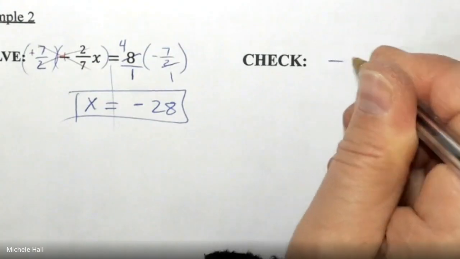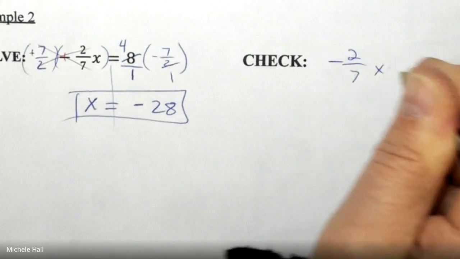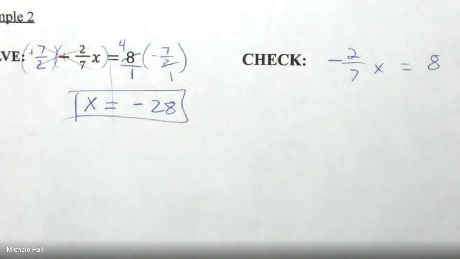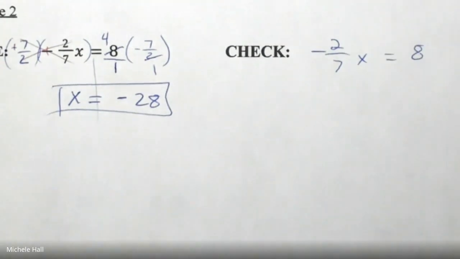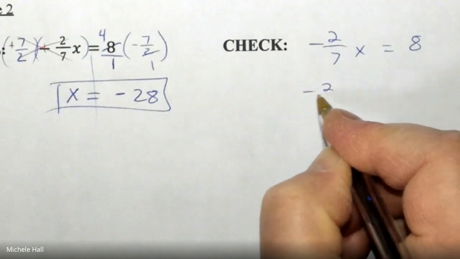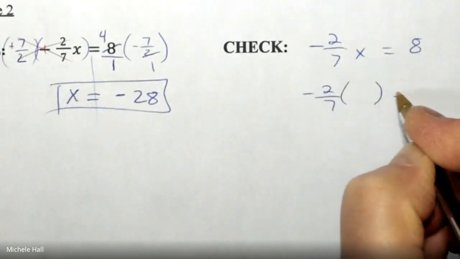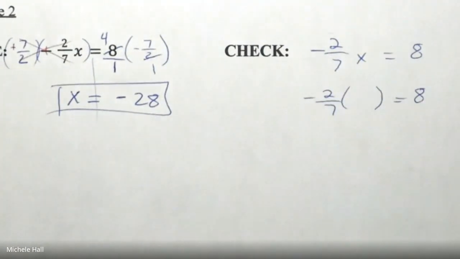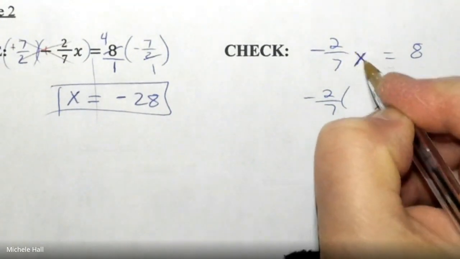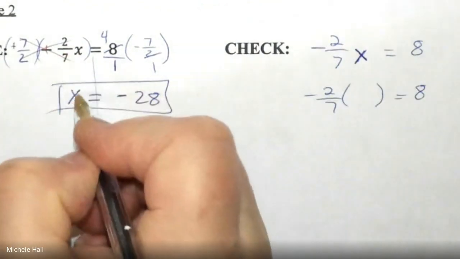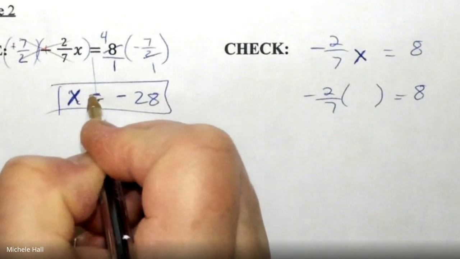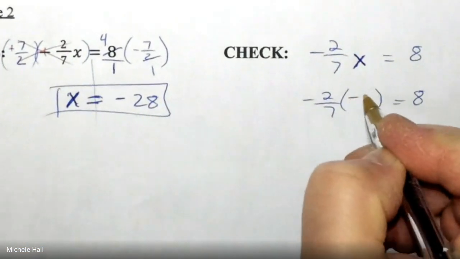Checking says write down the original. Write down the original equation. I think I know what x is, and I would like to check to see if that's true. So I need to substitute in what that x value is. We found that x equals negative 28. I'm going to check and see if that's true.